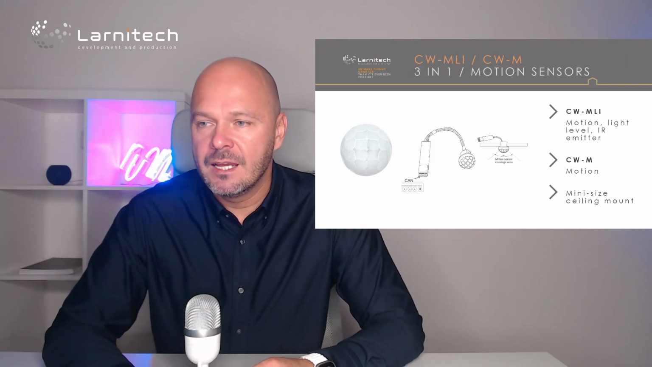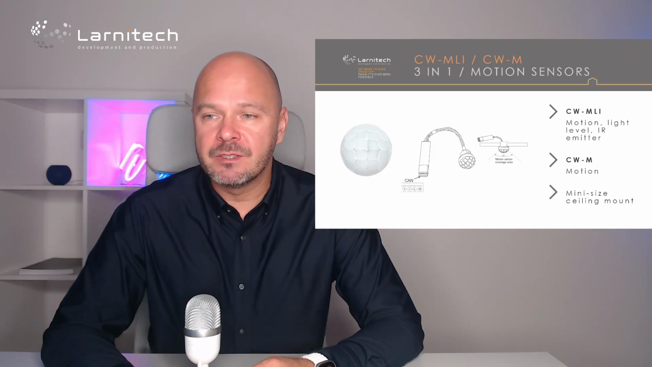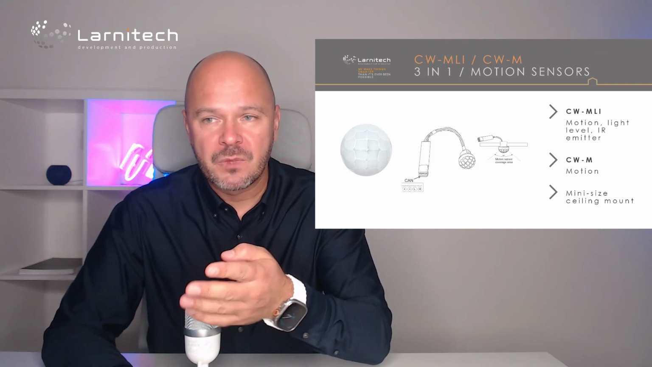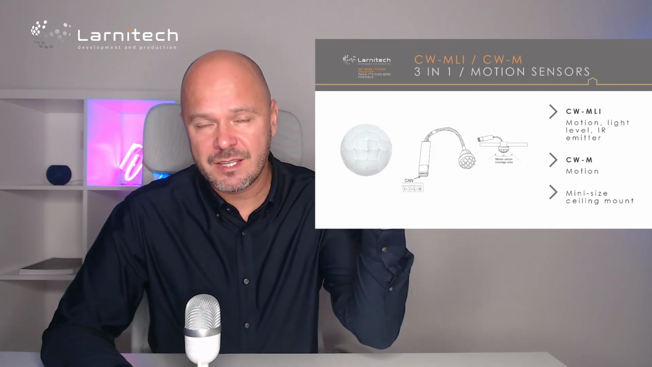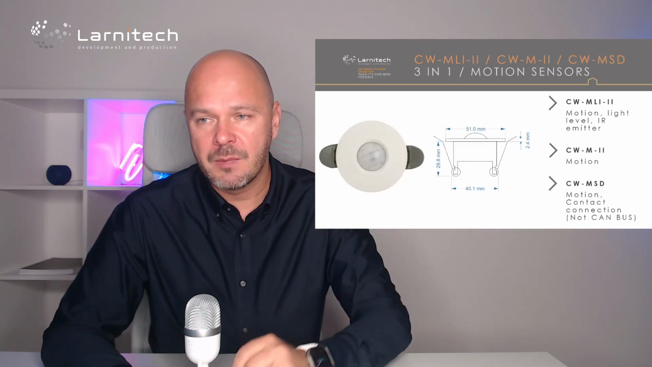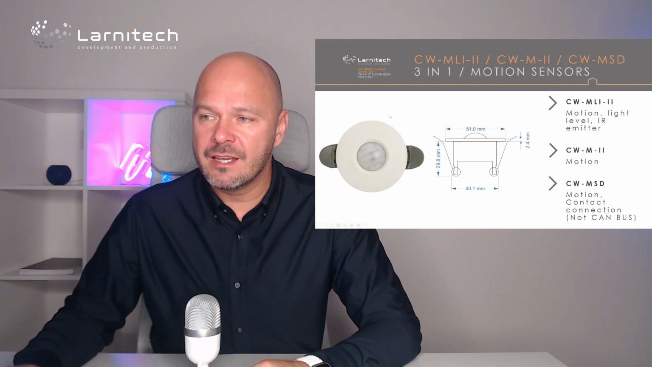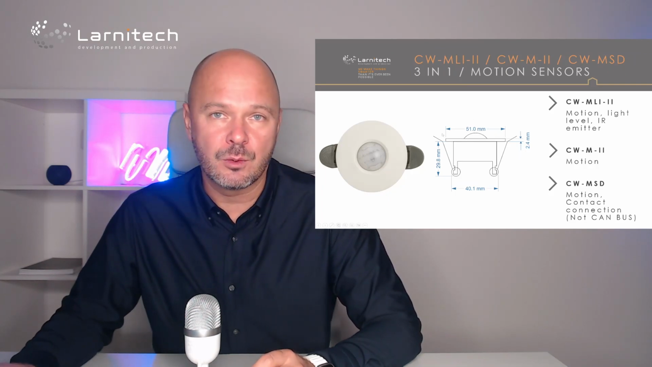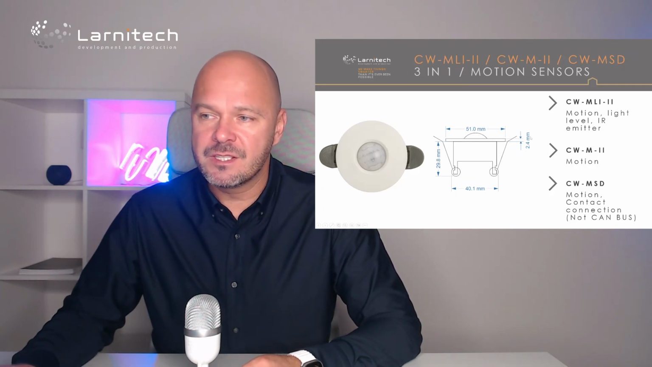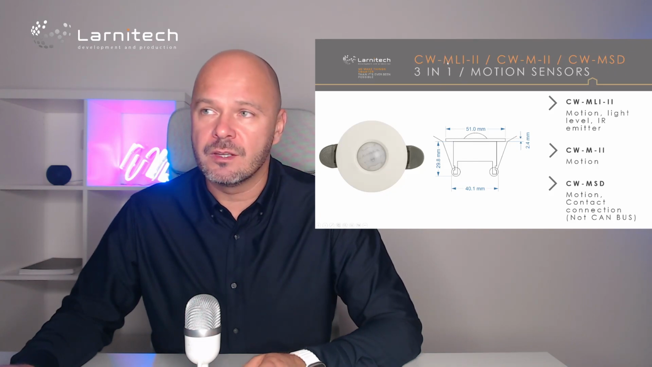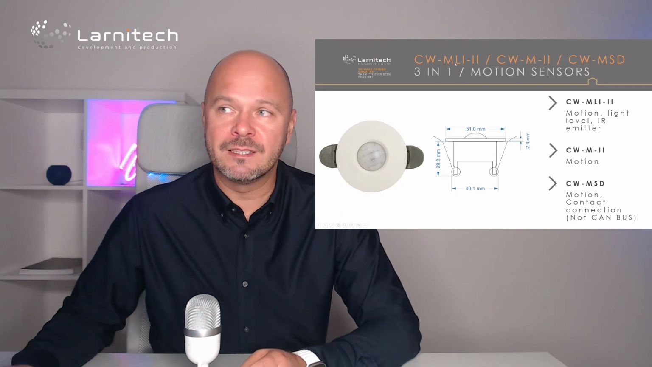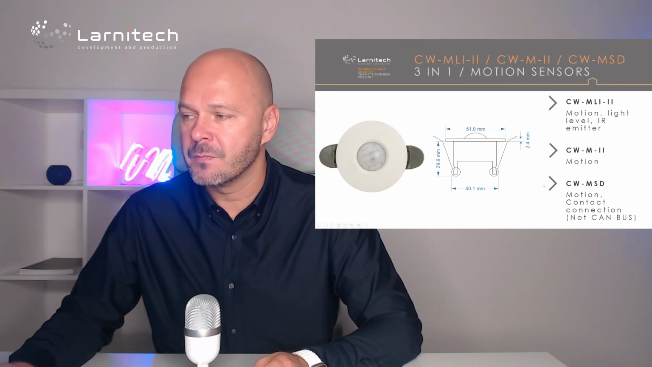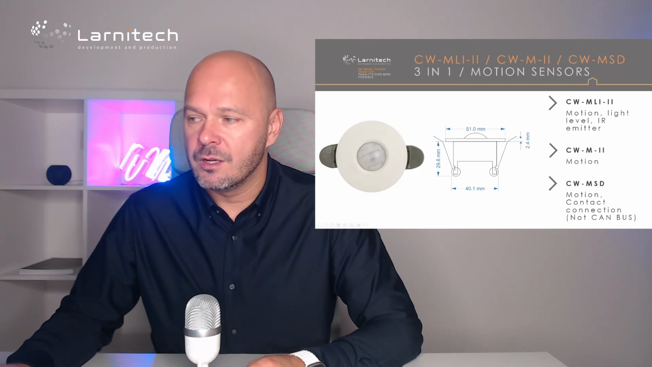Okay, and some people say we need this one, but it is not easy to mount. Please give us the same but with better mounting. And this one has butterfly mounting, the same as a small light, for example a spotlight for the ceiling. This is a different mounting, but the same version, MLI or just M: movement, or movement, light level, infrared.